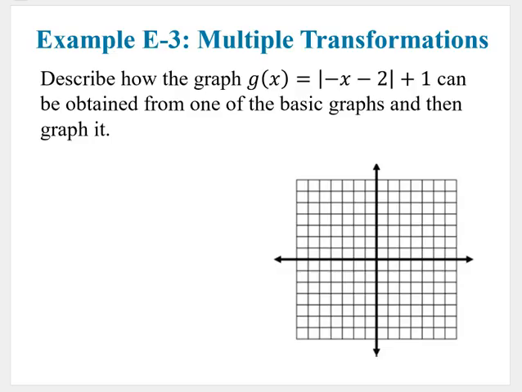All right, next one up says we have multiple transformations here. This one has a negative in front of the x. So let me give you some heads up about when you see negatives in front of x. If that happens, what you really should do is rewrite this original formula. So right now, this is what we have. G of x equals the absolute value of negative x minus 2.